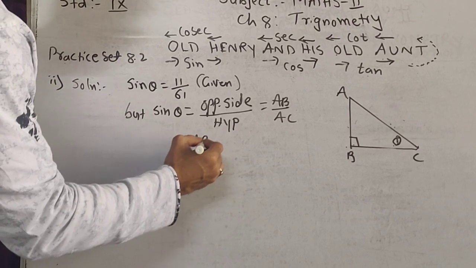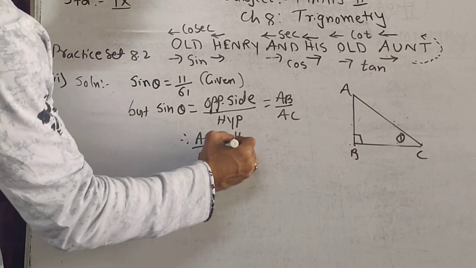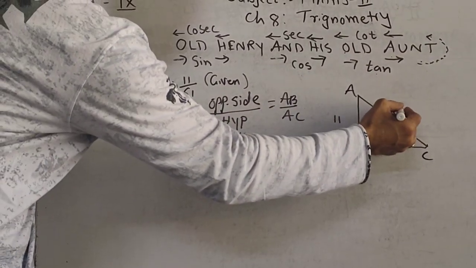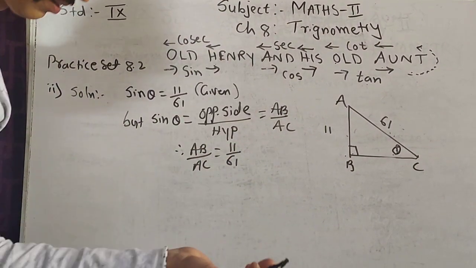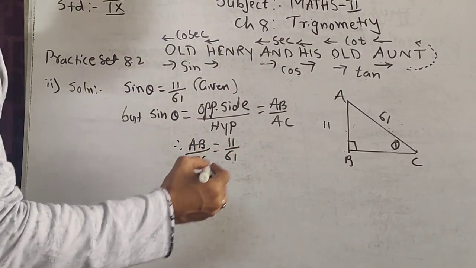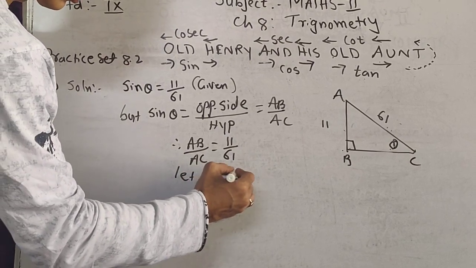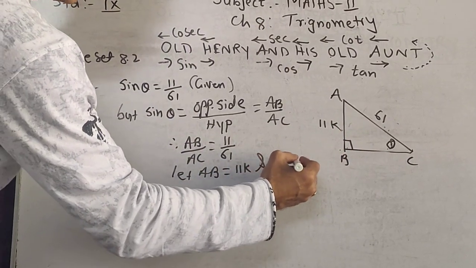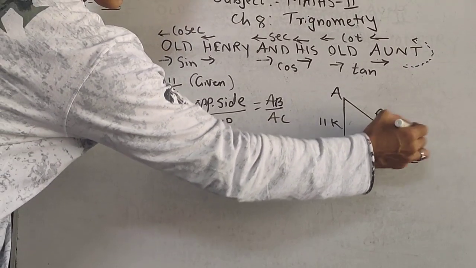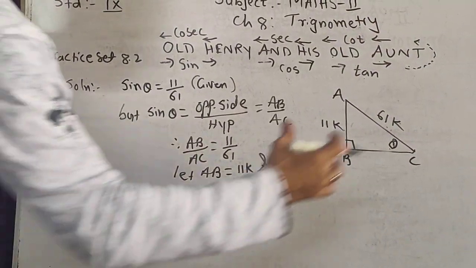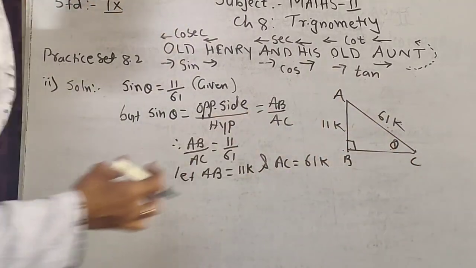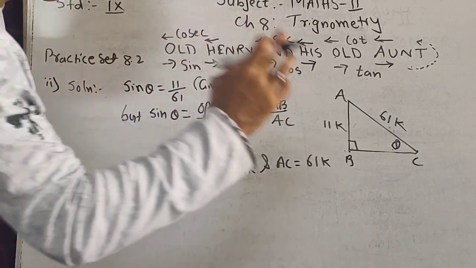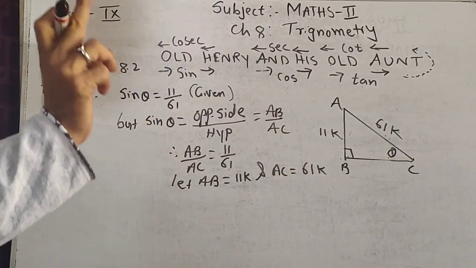Therefore, AB upon AC is 11 upon 61. AB is 11 and AC is 61. So we will assume in K, as I told you, it is in ratio. Let AB is equal to 11K and AC is equal to 61K. Now we have to find out BC, this third side. How to find out? You know very well now. We have to find out BC with the help of Pythagoras theorem.